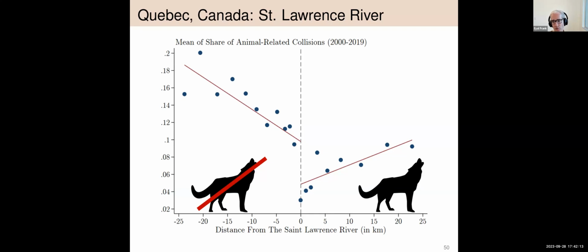Okay, north of the river where we have wolves, we have about 5% of animal-related collisions, but right south of the river, we have about 10%. Okay, so this is a 5 percentage point drop. It's a massive effect of reducing animal vehicle collisions over this average period of 20 years. We can also think about things being more in equilibrium.